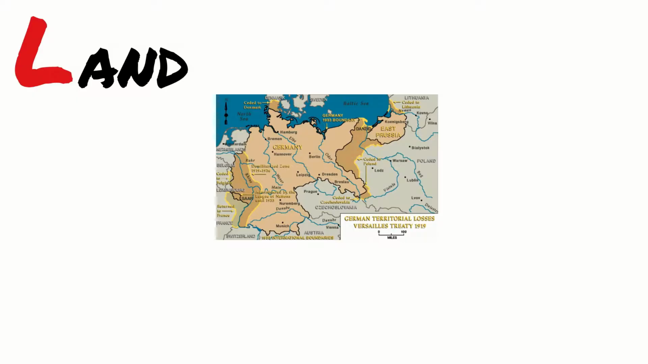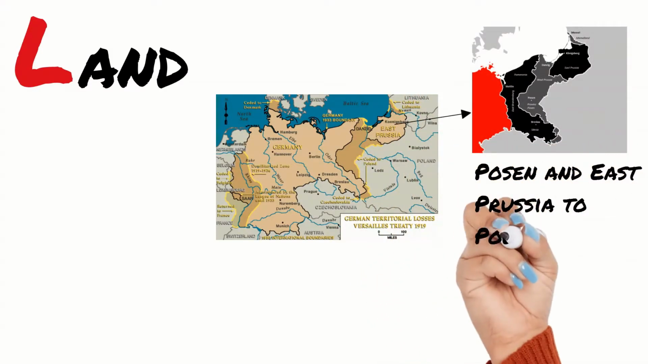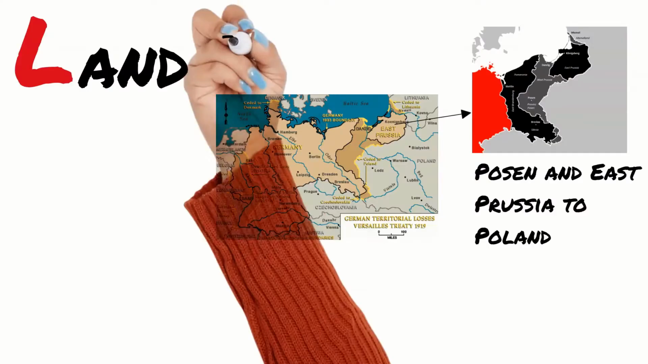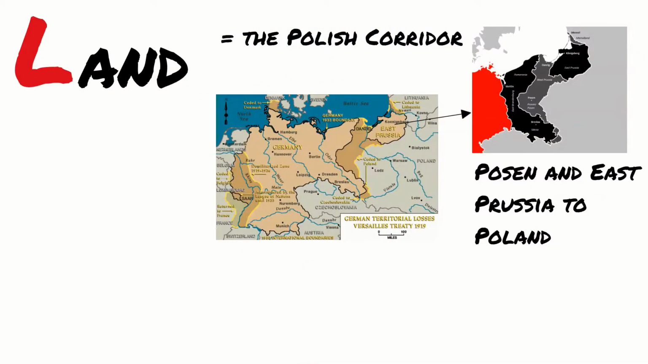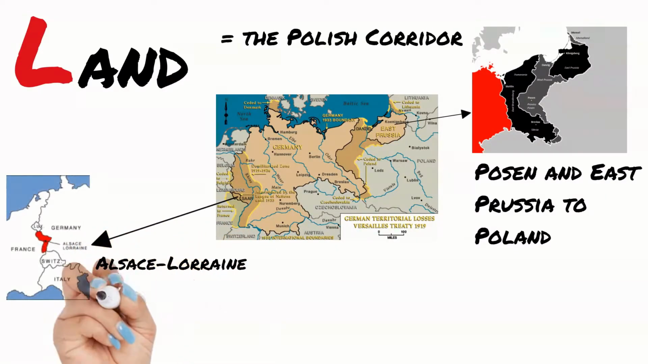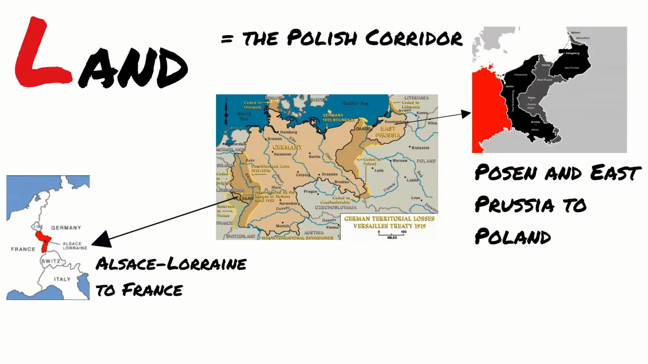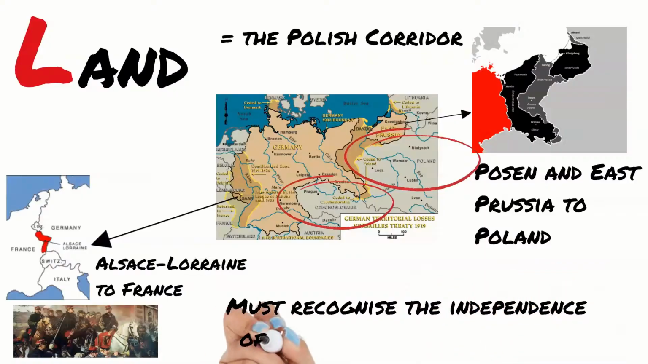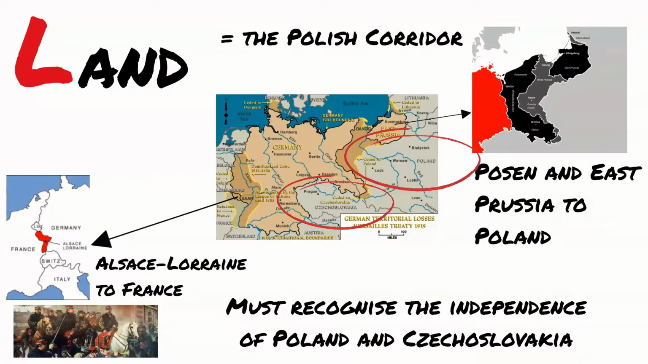There were lots of areas here, but we're going to focus on three that are of particular note. The first is Posen and East Prussia. These were taken from Germany and given to Poland to allow Poland access to the sea. This became known as the Polish Corridor. Secondly, Alsace-Lorraine was given to the French. This had been the subject of conflict between Germany and France since the end of the Franco-Prussian War in 1871. Finally, Germany had to renounce all rights over the countries of Poland and Czechoslovakia.